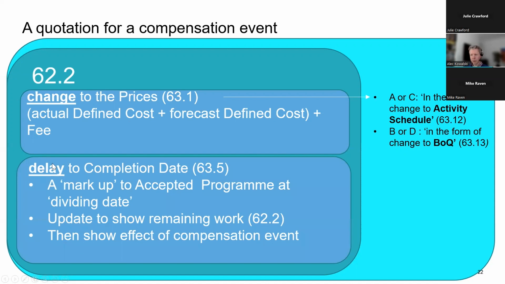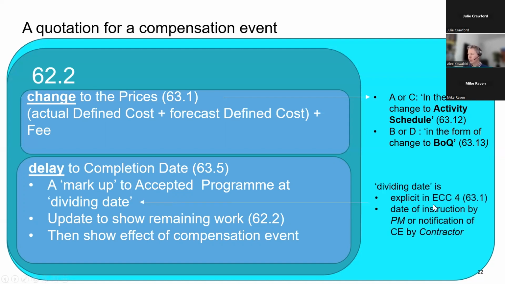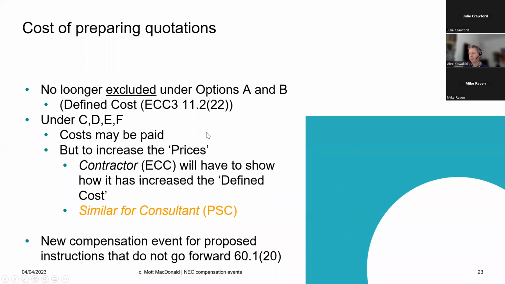And if there is a delay to the completion date, they have to provide a program showing that change, and you use the accepted program that was current at the dividing date. And we update it to show work already done up to the dividing date, and then the effect of the compensation event beyond. Okay, and the dividing date is explicit. It's in clause 63.1. It's the date of the instruction by the project manager or the date of the notification by the contractor, because again, it depends where that compensation event came from.